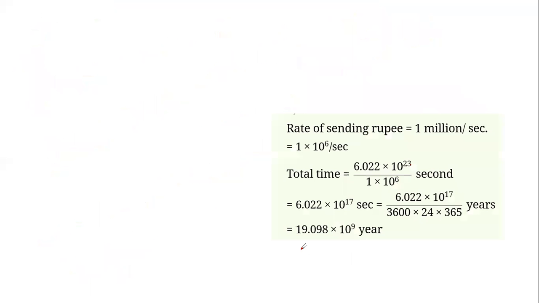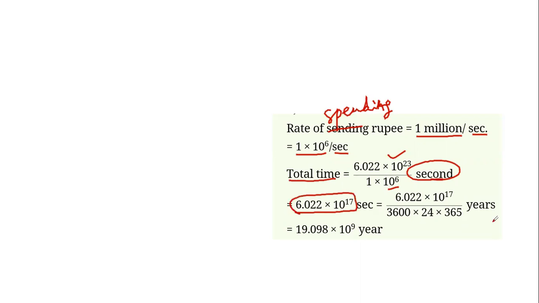Now, rate of spending. Rate of spending is 1 million per 1 second. Right? So 1 million rupees in 1 second is given. And the total time in seconds is Avogadro number by 1 million, equal to the total number of seconds available. If you take 10 power 6 up, it will be 10 power minus 6 into 10 power 23, that is 10 power 17. So this 10 power 17 seconds we have to convert into years.